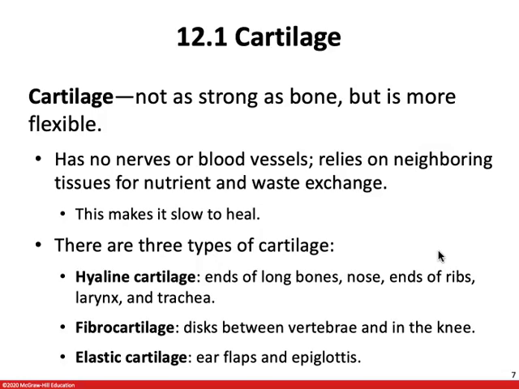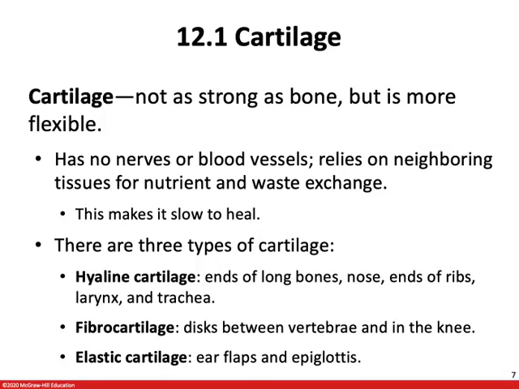Now the cells that are found inside of cartilage are going to be known as chondrocytes. These are cartilage cells. They lie within the lacuna. Now, they have no nerves or blood vessels. They're going to rely on neighboring tissues for nutrient and waste exchange. This is what makes it very slow to heal. Without having a huge flush or flow of nutrients, of blood vessels bringing nutrients and expelling waste, it's going to take quite a bit more time to heal torn or damaged cartilage.